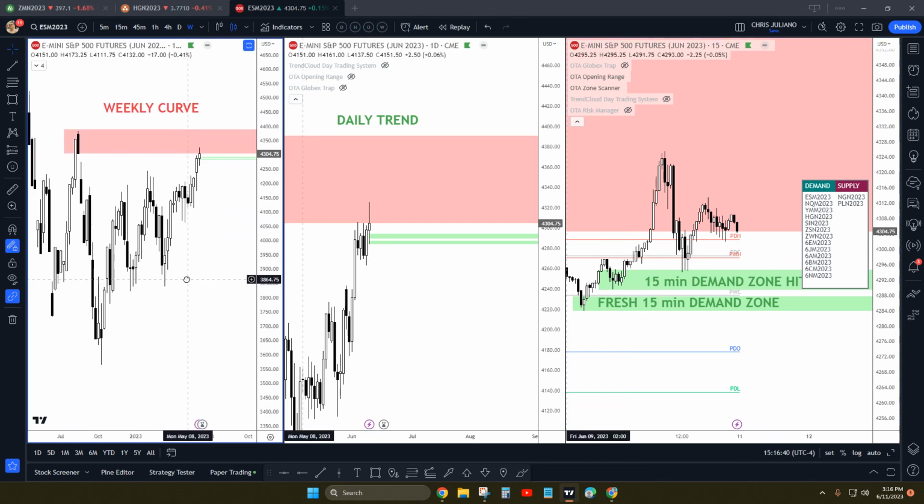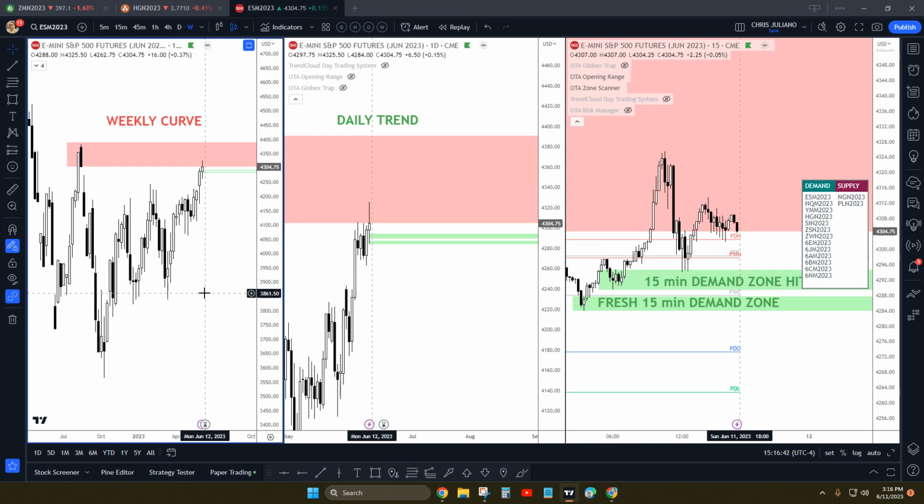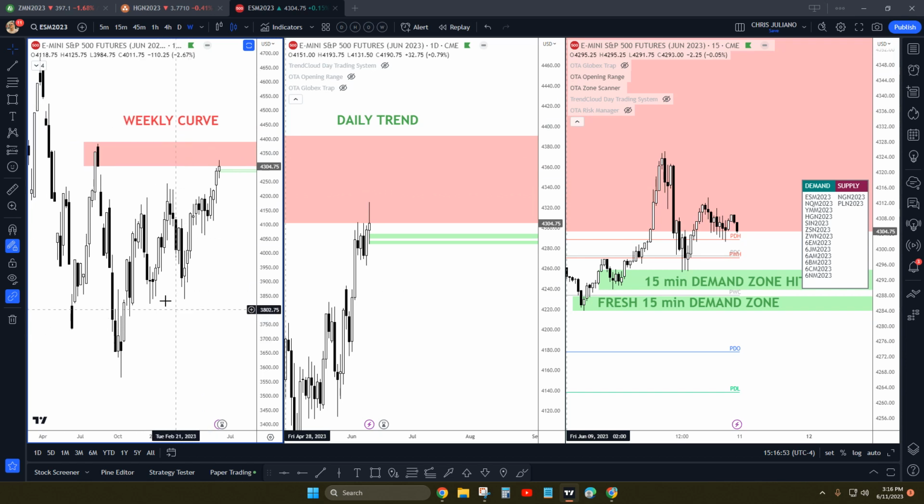I jump onto the high time frames first and see what's going on. So we're on the S&P, on the M contract. M is for Mike, and we've got the weekly curve here. All right, very easy to see. Rally base drop with a really nice gap, a really nice gap down there.